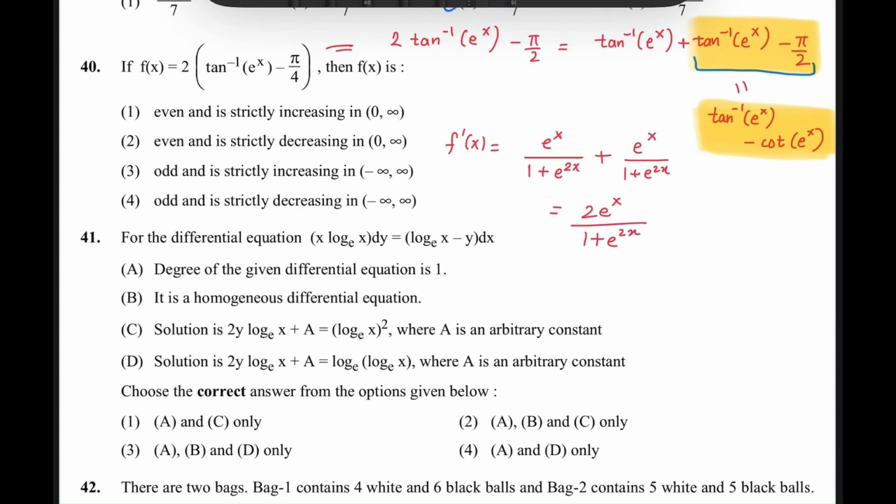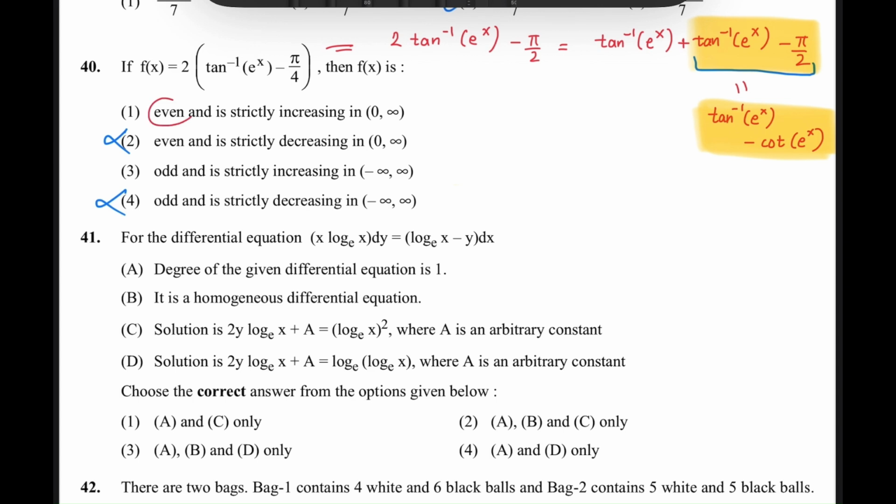But the exponential is always positive, right? So these two things are positive, so the derivative is always positive. So it should be strictly increasing, so the decreasing options are incorrect. So option 2 and option 4 are incorrect, because the function is strictly increasing, as the exponential is always positive.